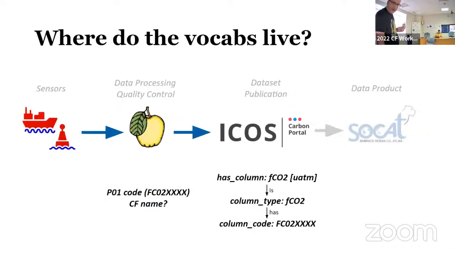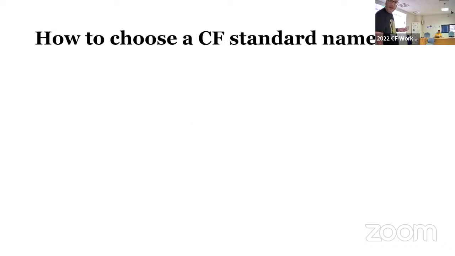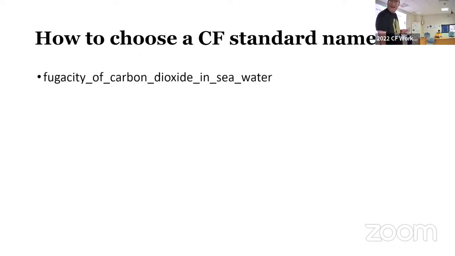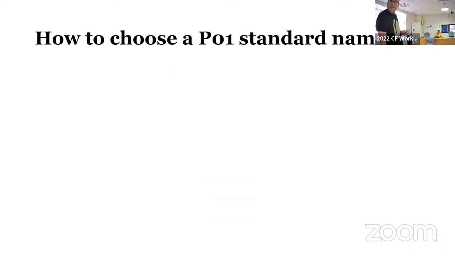So, as I said, mostly I've been using P01, but I have looked at CF names, and obviously part of this was working out what name I should use. So I did a search in the CF standard name table, and I found fugacity of carbon dioxide in sea water. Sweet, done. Let's have ice cream. Finished. For P01, that might not be true, actually. We'll come back to that in a minute.